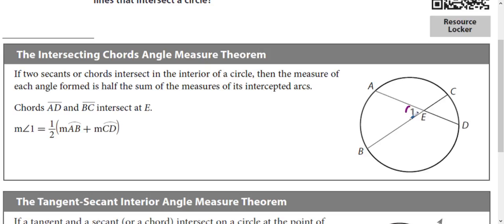And when they do that, the angle right here, angle 1, is going to be the average of the two arcs that are made. So you add arc AB plus arc CD and then divide by 2. It's the average of those two arcs.